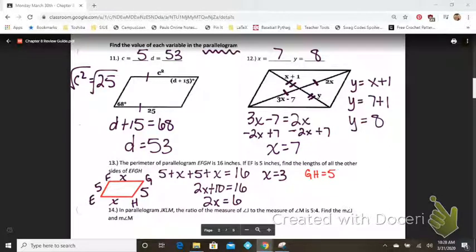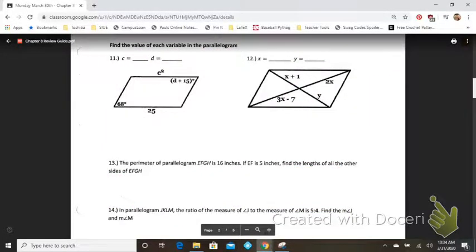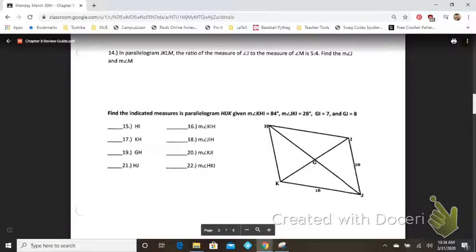GH had a length of 5. EH had a length of 3, and FG had a length of 3. Those would be my answer. Okay, again, pause, write down or email me questions if you have them still about that problem. Scrolling down.